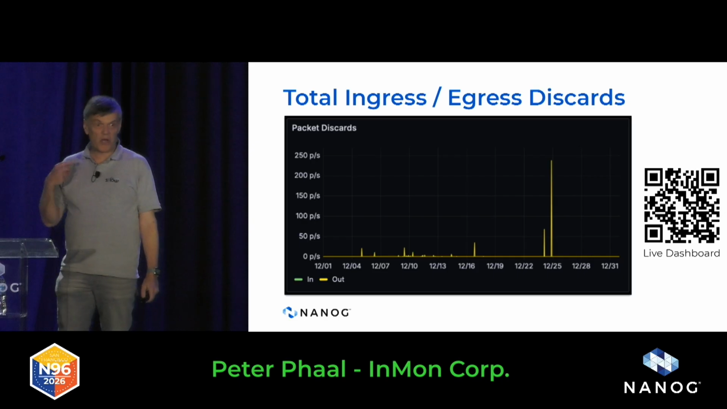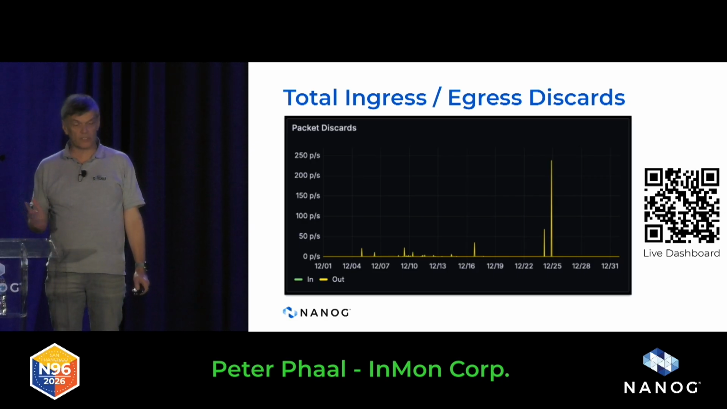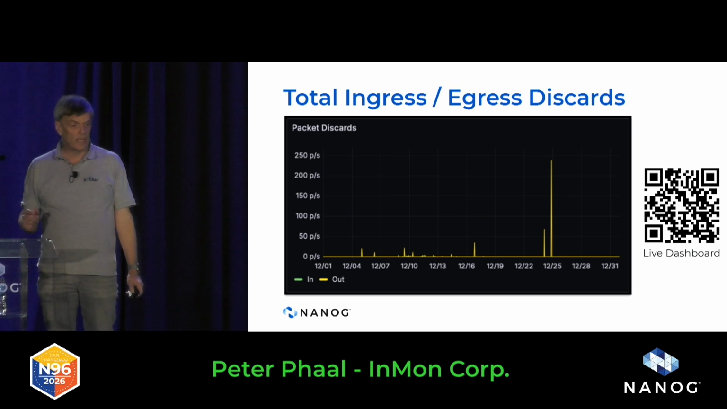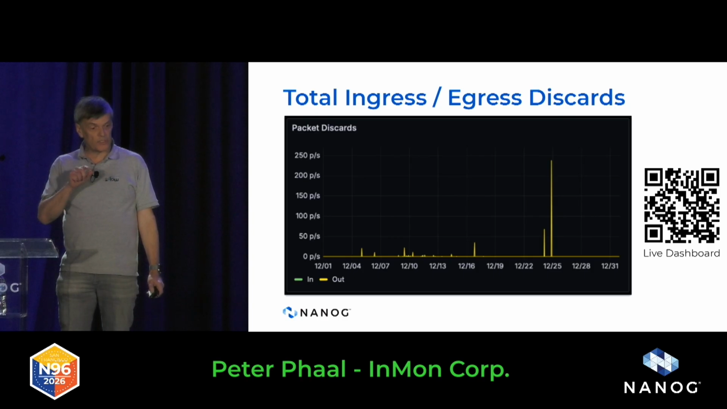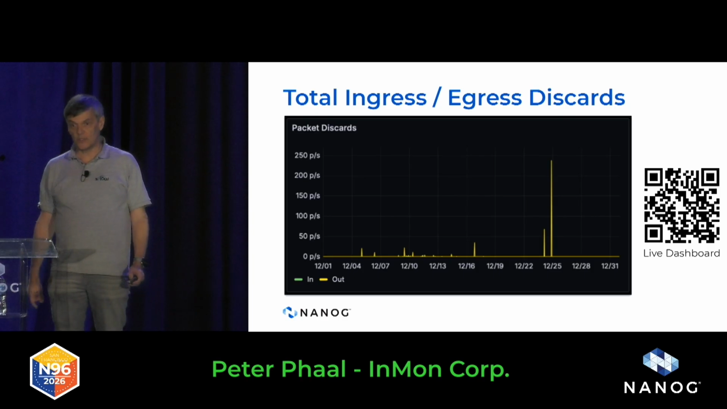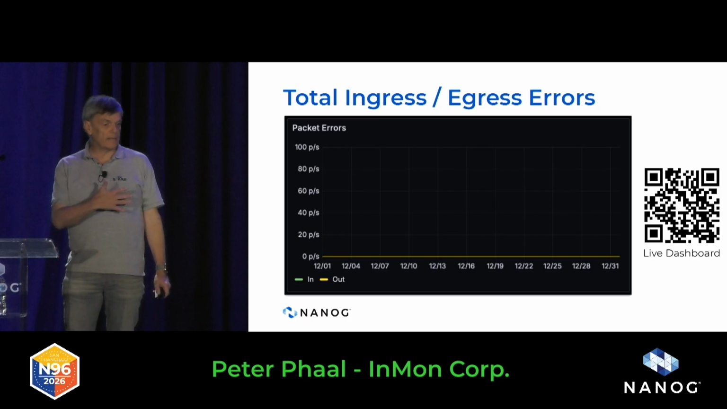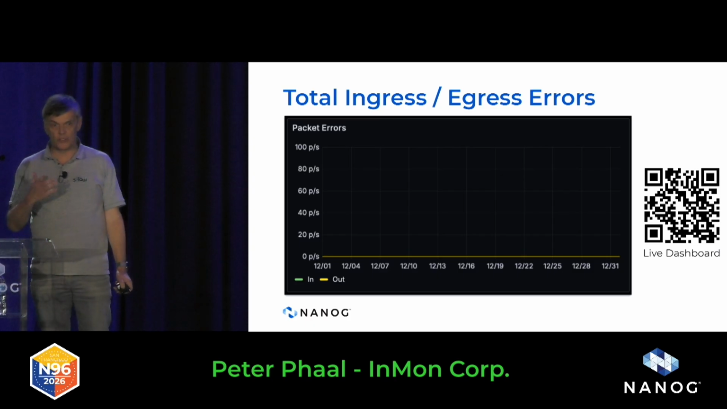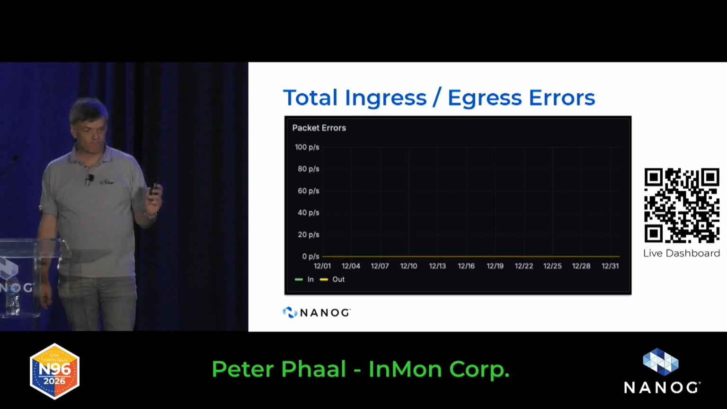Discards are critically important to manage, and this is summing discards across all the interfaces in the fabric. And I'm going to go into some detail as to how you can troubleshoot those discards. And finally, you want to keep track of errors. They're usually due to problems with failing ports.